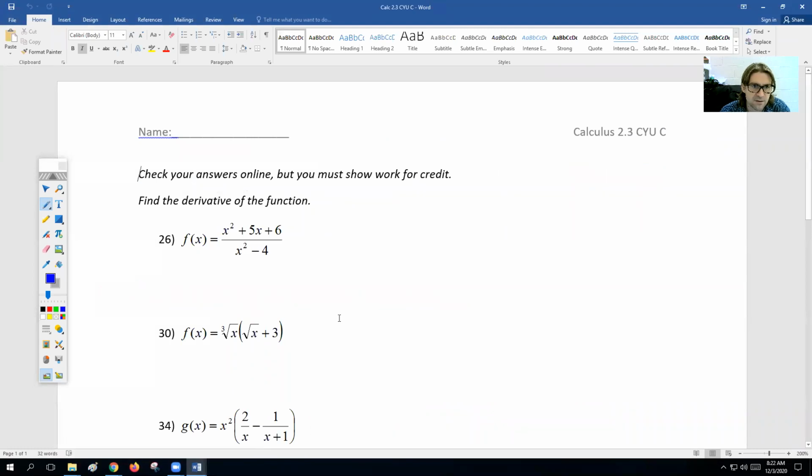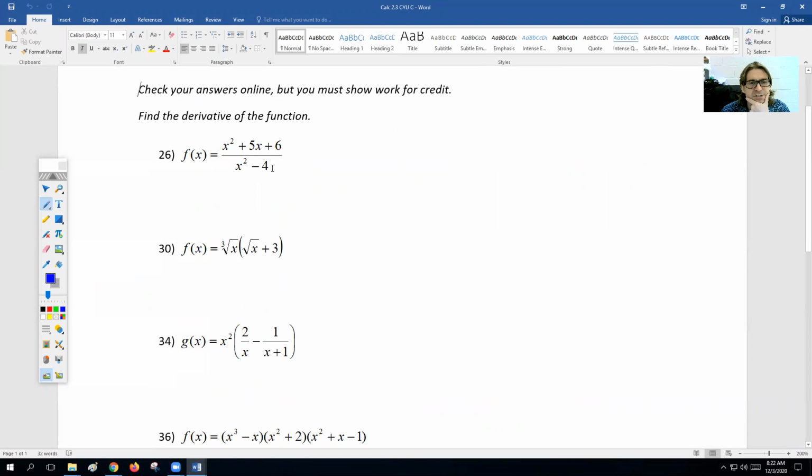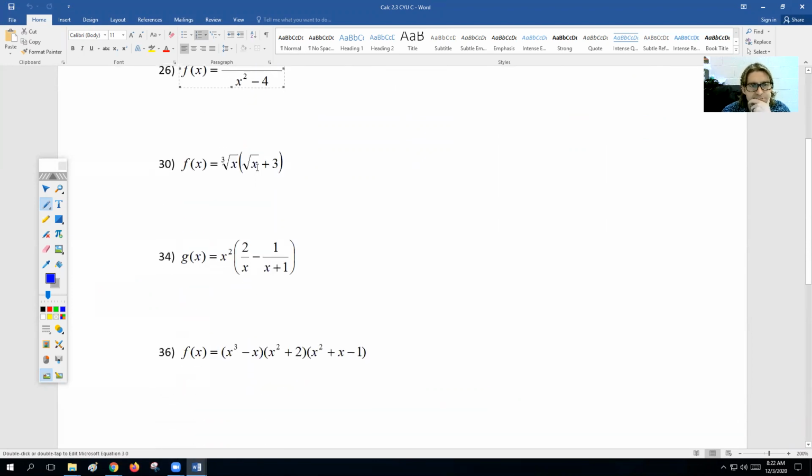So CYU 3, let's see, we find the derivative. This one, 26, is just straight low D high minus high D low, nothing crazy there. All right, this problem here, 30, is just product rule.